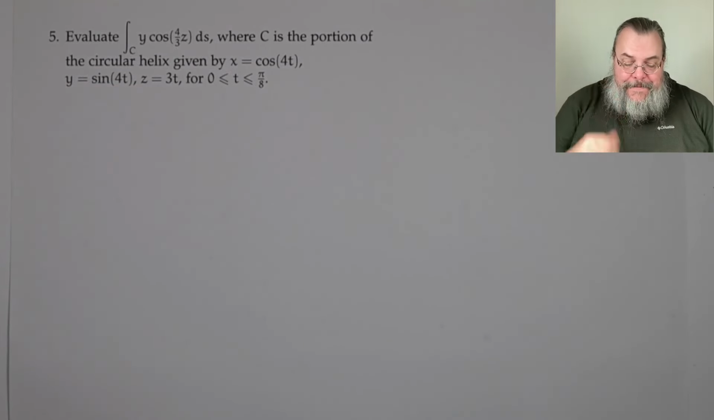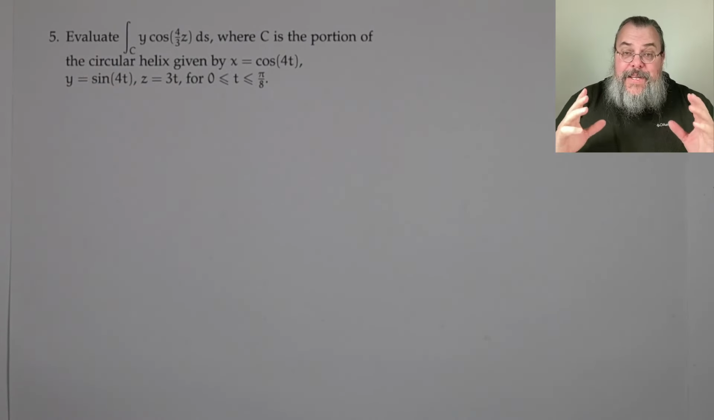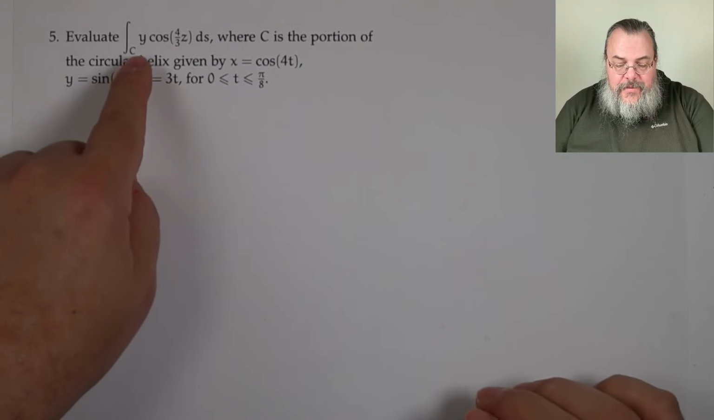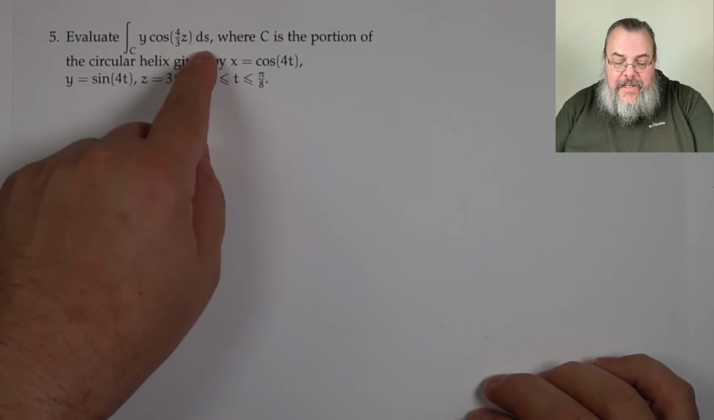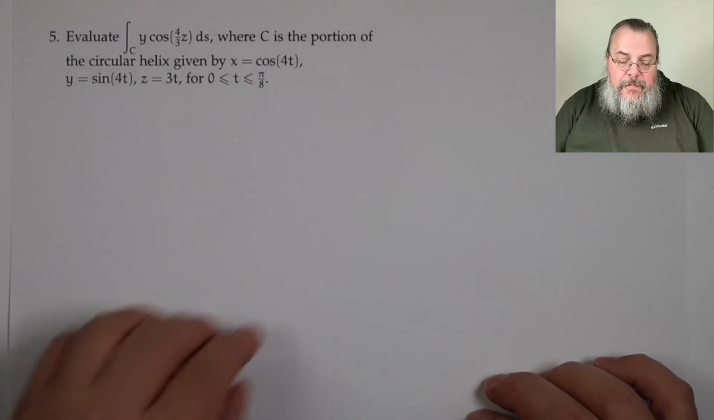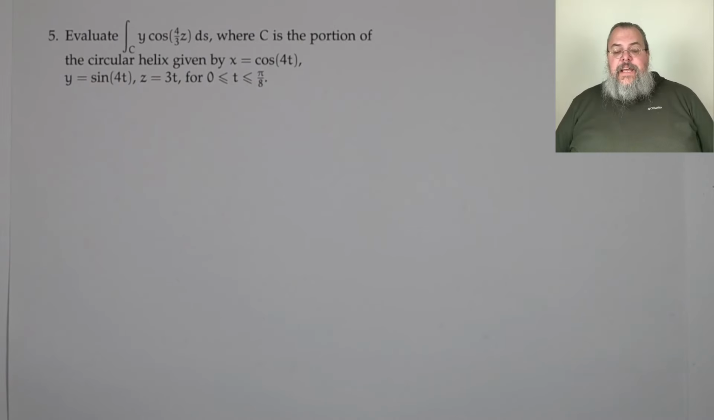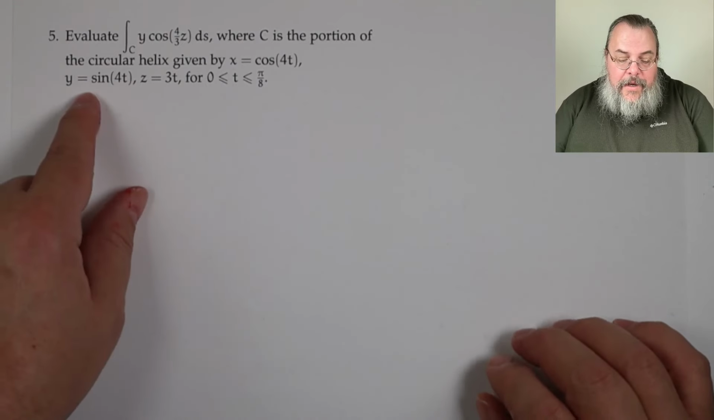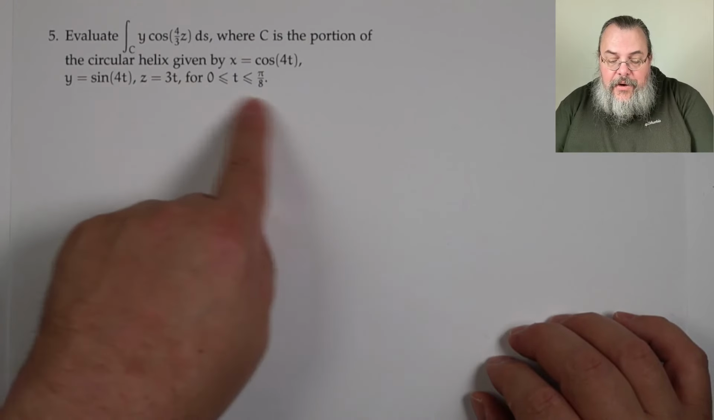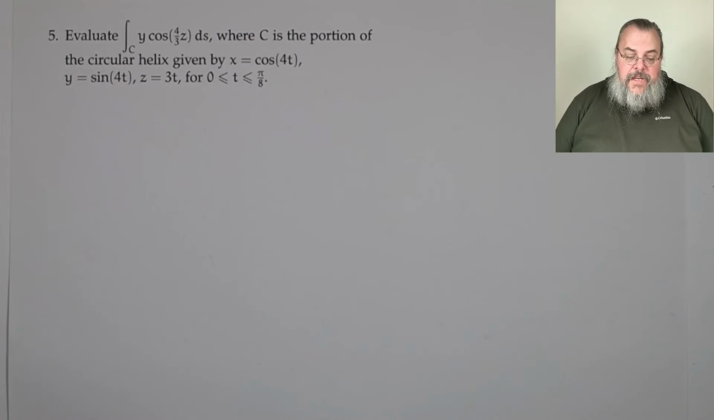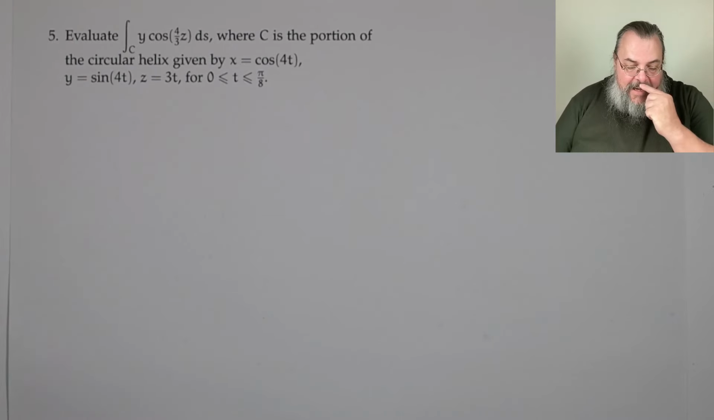Number 5. Evaluate the integral along C. So this tells us we're on a curve. y cosine 4/3 z ds, where C is the portion of the circular helix given by x equals cosine 4t, y equals sine of 4t, z equals 3t, and t goes from 0 to pi over 8. Okay, interesting. This will be fun. All right, well, let's think about how we can answer this.